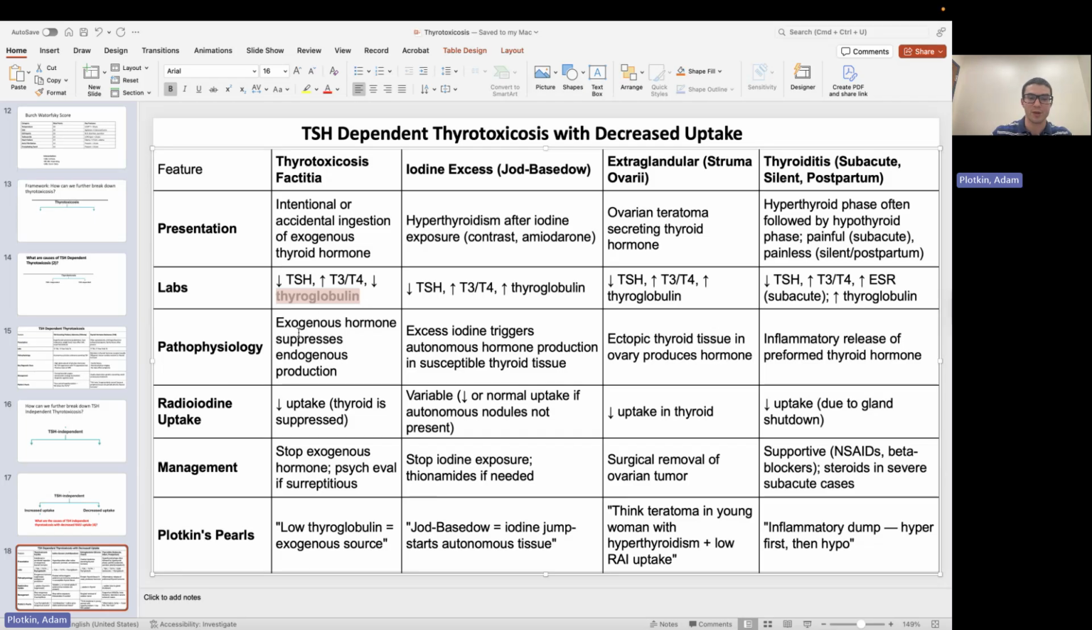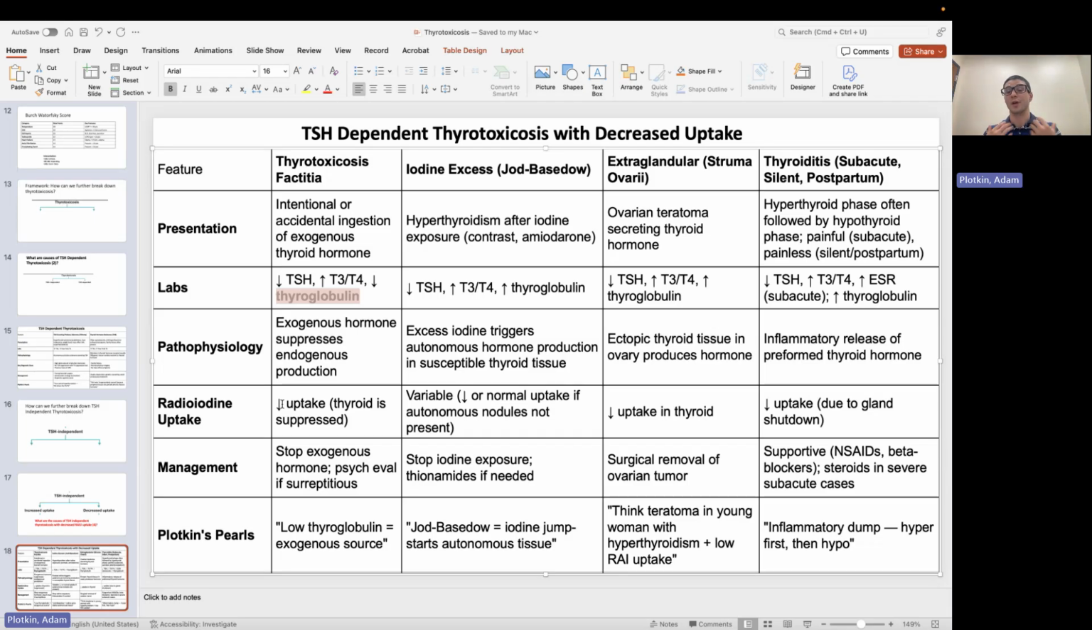So again, the pathophys, we have the exogenous hormone suppresses endogenous production via what I just said. The radioactive iodine uptake would be decreased, okay? So remember, the thyroid loves iodine. But in this case, because they're taking in T4, which is getting converted to T3, it's shutting down TRH, it's shutting down TSH. There's no stimulus to my thyroid gland. There's no thyroglobulin being made.